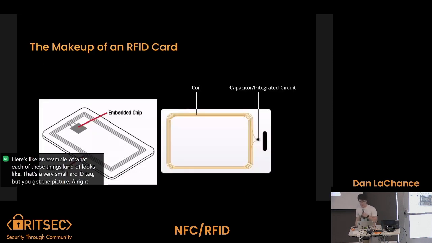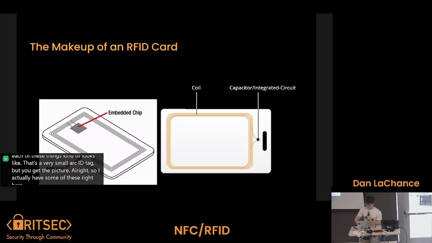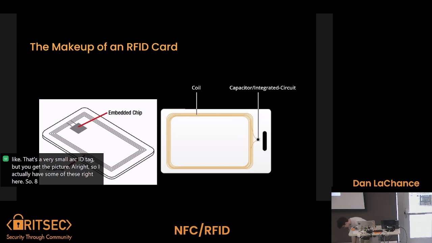All right, so I actually have some of these right here. A blank NFC card right here, that would be the one on the left, and then a sample NFC card is on the right. The RFID card has a slightly larger transmitter, and because it'll typically send a little bit more data on a larger scale, you can be a lot farther away with an RFID card than you can with NFC.